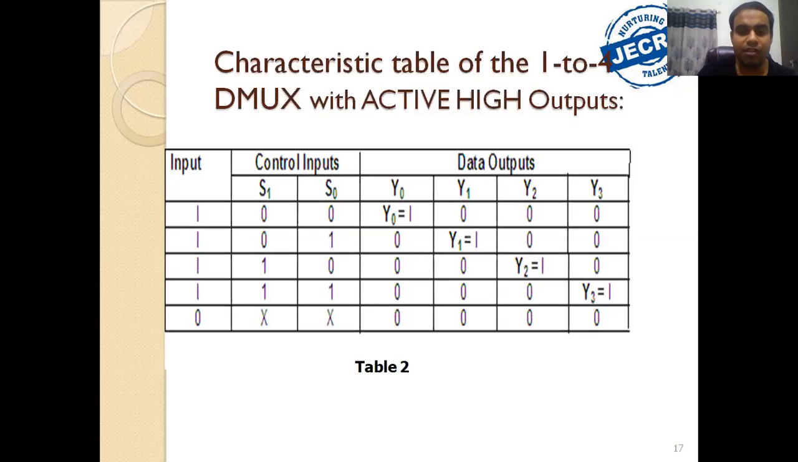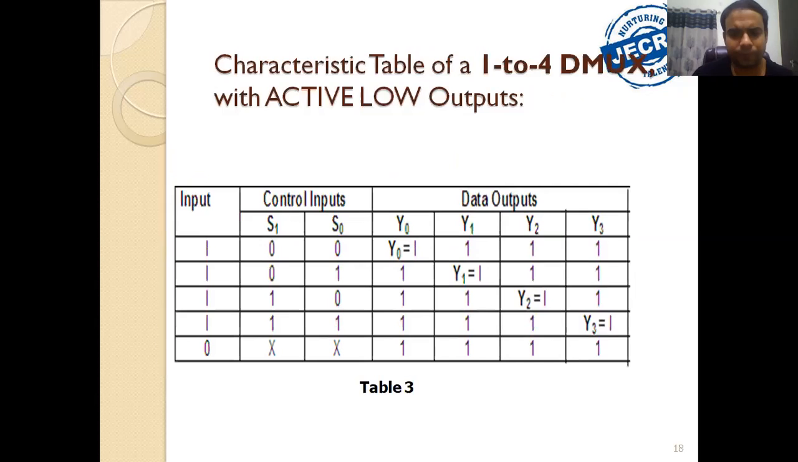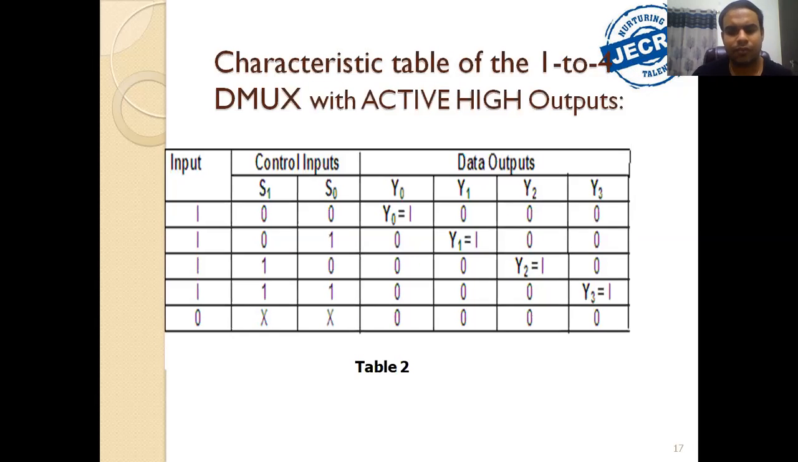Now, if the input is 0, which means we have enabled E equals 0, the control inputs will not work and our outputs will be 0, 0, 0, 0 at all the terminals. Now, this is for the active high state.